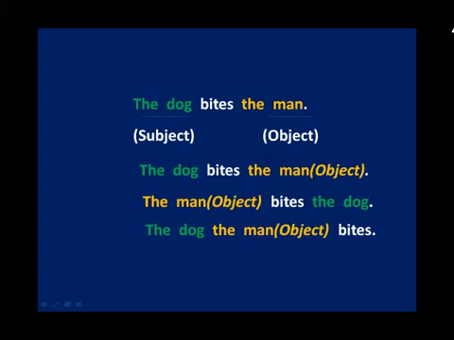We know who the object is, the man. Okay, so the dog does the action. The dog, the man bites. Okay? So thanks to this feature in Turkish, we always know who is being bitten and who is doing the biting. Okay.